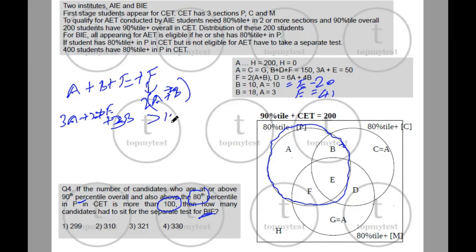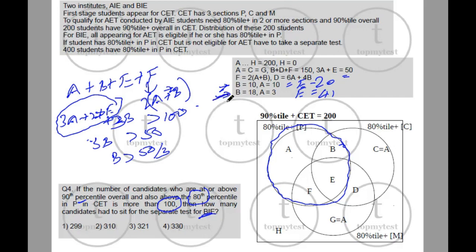We know this number is more than 100. Now we know 3A plus E equals 50, which means 3 times B has to be more than 50. 100 minus 50 will be 50, which means B has to be greater than 50 by 3, which is possible only in the second case. So using the second case, we need to find out how many people had to write a separate test for BIE.